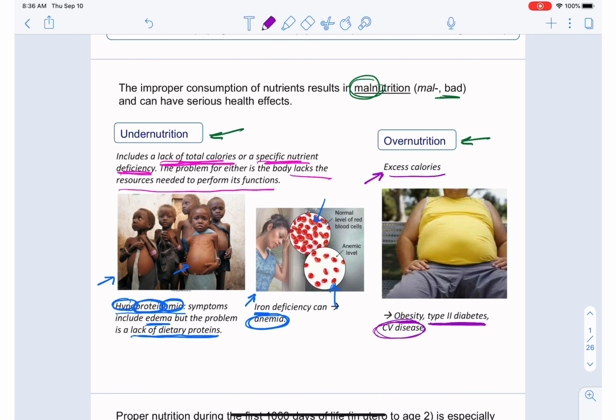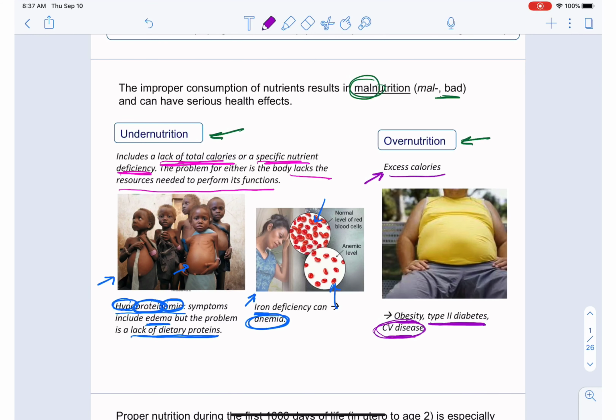With obesity and the accumulation of fat, fat is a highly vascular tissue. It requires miles and miles of blood vessels. And so when you accumulate fat in the body, the heart has to work a lot harder to pump blood through all those additional miles of blood vessels. And that puts strain on the heart and can cause cardiovascular disease.